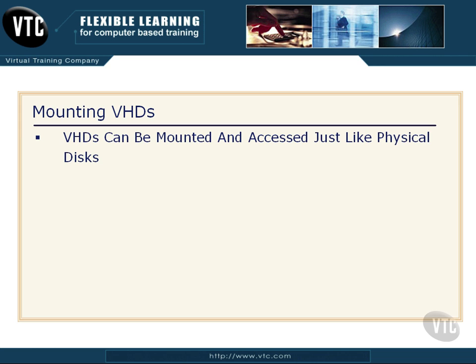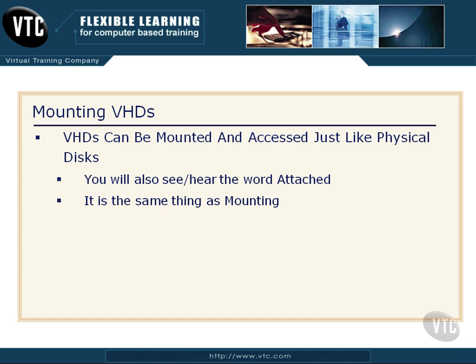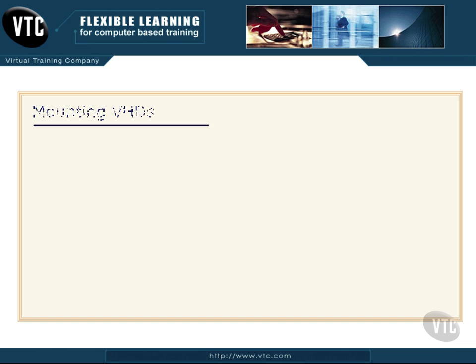And just to understand that virtual hard disks can be mounted and accessed just like physical disks. We don't have to use Hyper-V to create and manage these things all the time. Now, when we talk about mounting a VHD, you'll also hear the word attached. They interchange those terms right here in the software. You hear people do it all the time. You'll hear the word unmounted or detached. They both mean the same thing. Attached is the same as mounting. Detached is the same as unmounting.